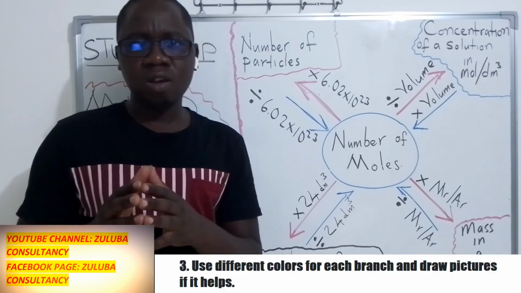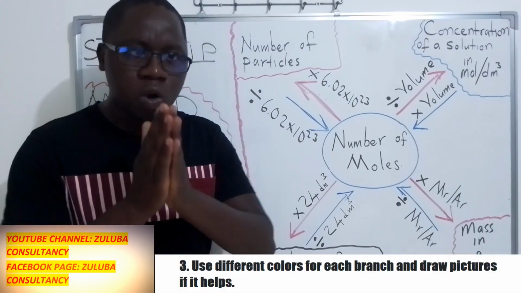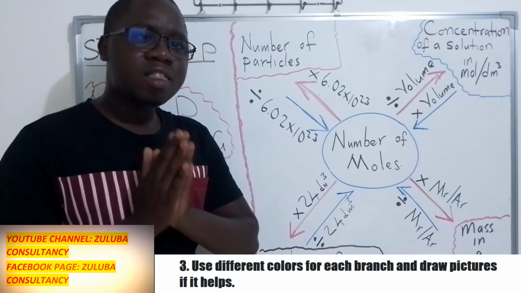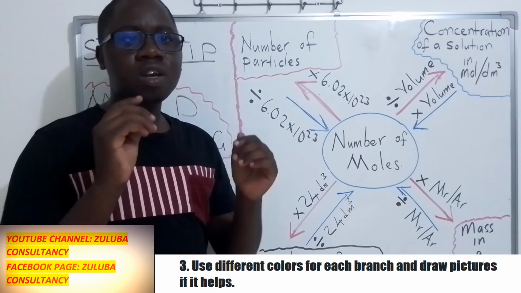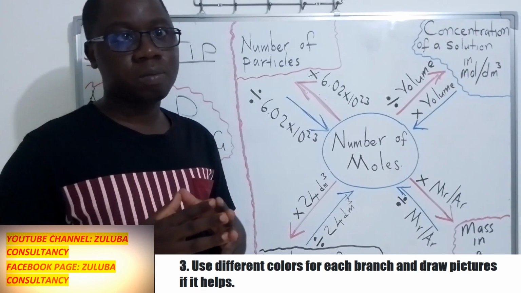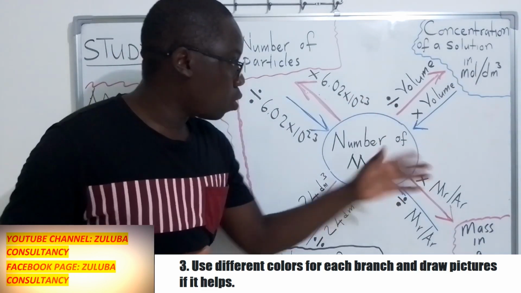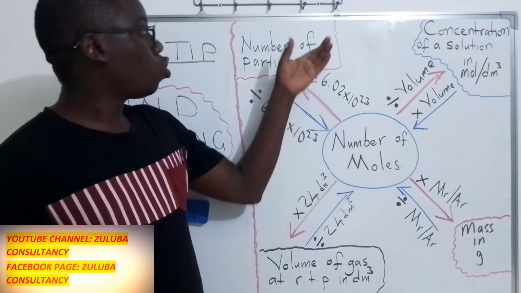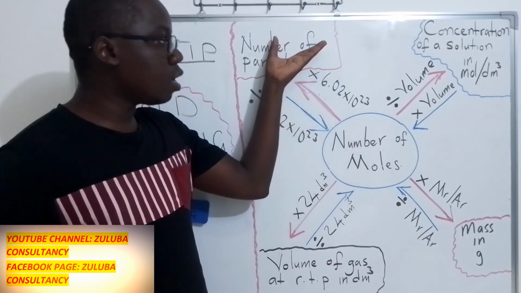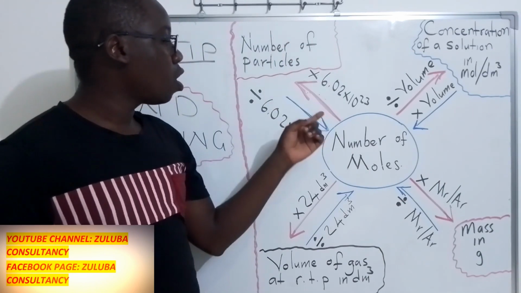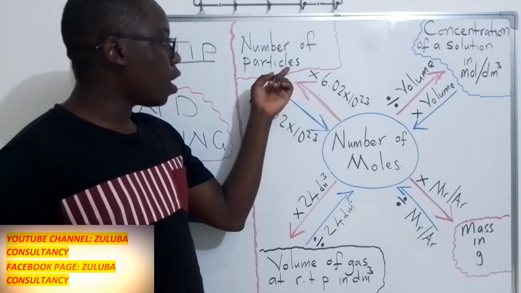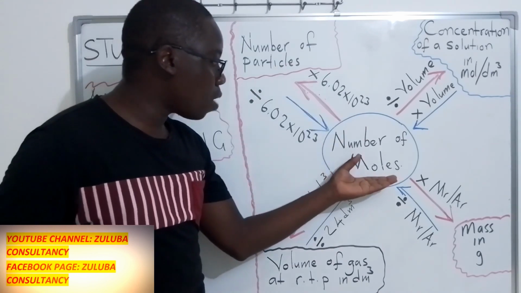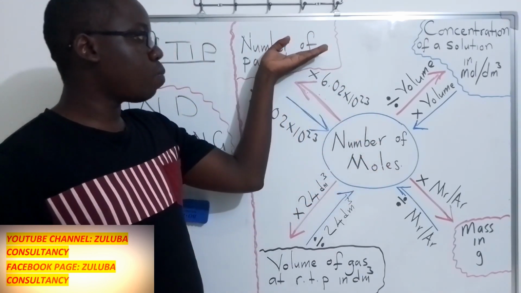The third thing, or the third step that you and I need to know is identify these links using different colors. In our example, you can see that from number of moles to a sub-link or to a subtopic, we have used red as the arrow that links number of moles to the subtopic.